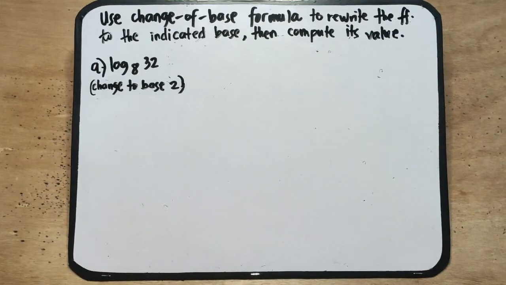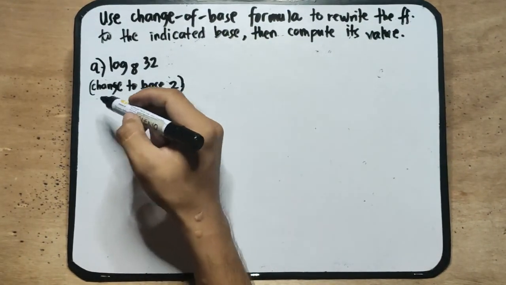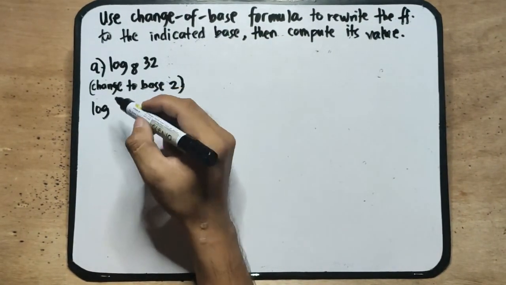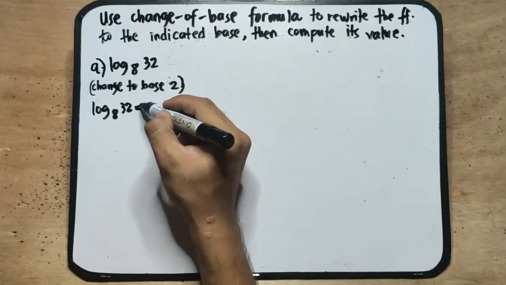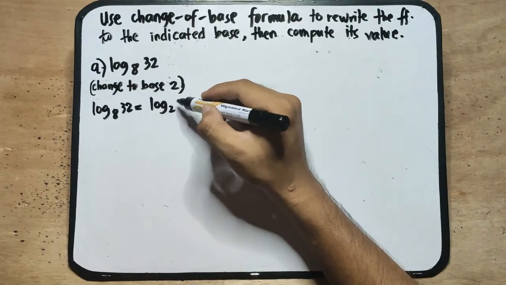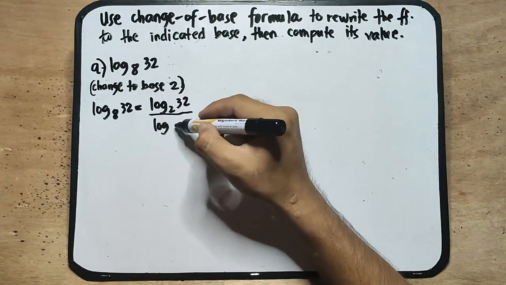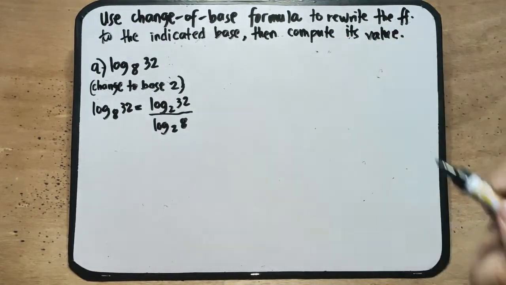In this example, we use the change of base formula to rewrite the logarithmic expressions to the indicated base. And then we compute for its value. So first item, we have log base 8 of 32. This can be changed to base 2. So we have log base 8 of 32 written as log base 2 of 32 all over log base 2 of 8.